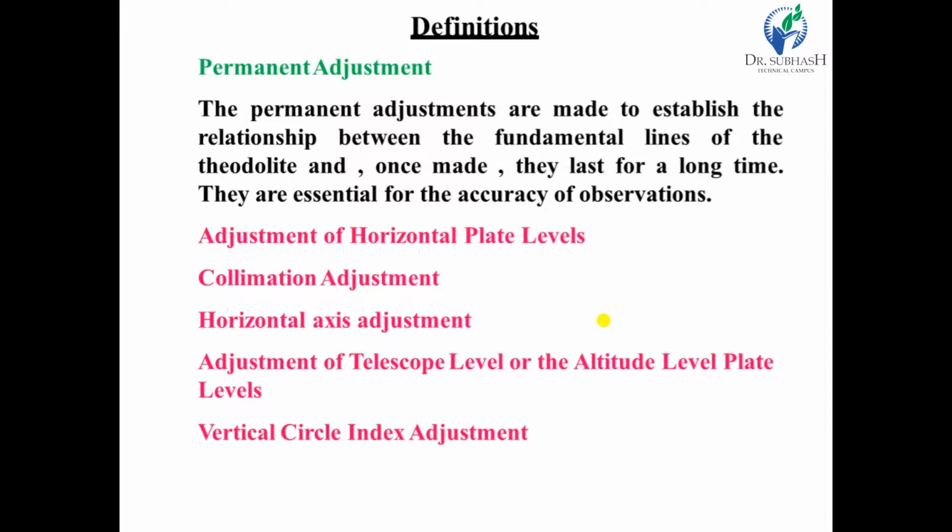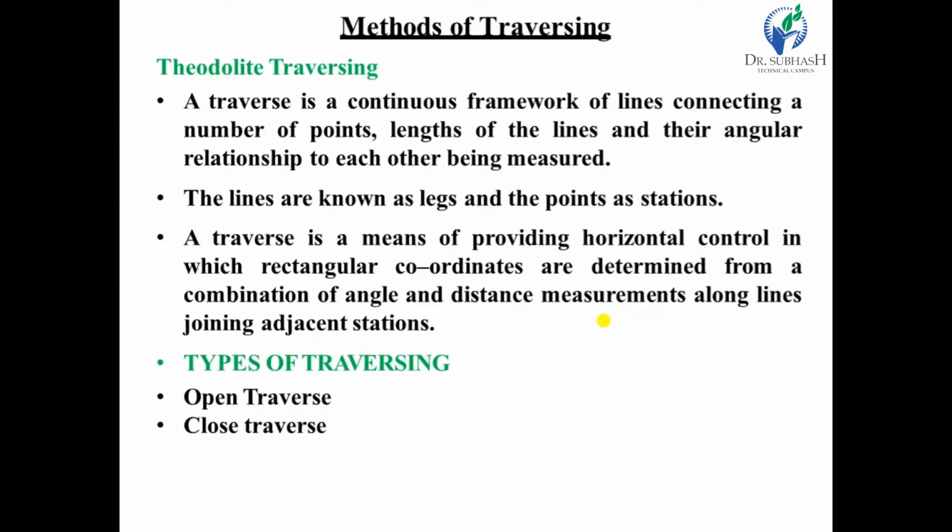We previously discussed that the horizontal and vertical axes are perfectly perpendicular to each other. To fix the relationship between the two axes, we have to carry out that adjustment. There are different types of adjustment, like adjustment of the horizontal plate level, collimation adjustment, horizontal axis adjustment, adjustment of the telescope level or altitude level and plate levels, and vertical circle index adjustment.